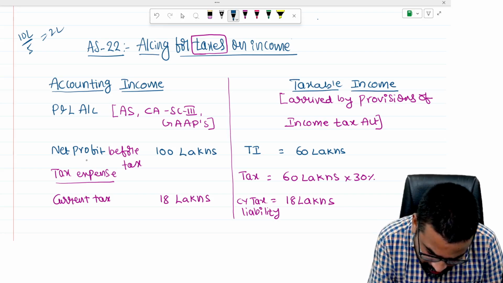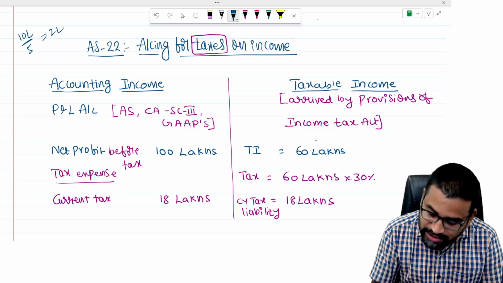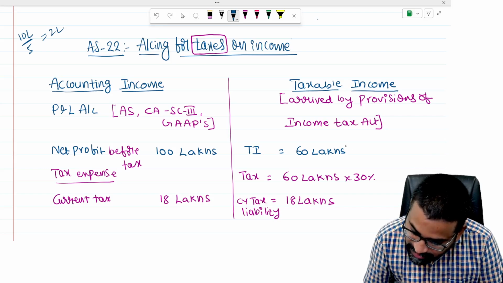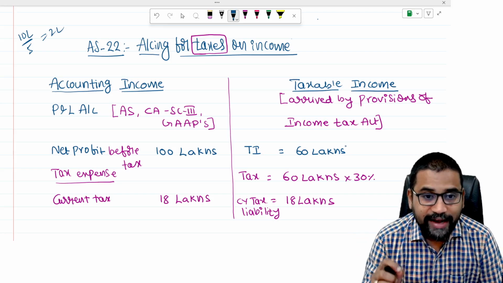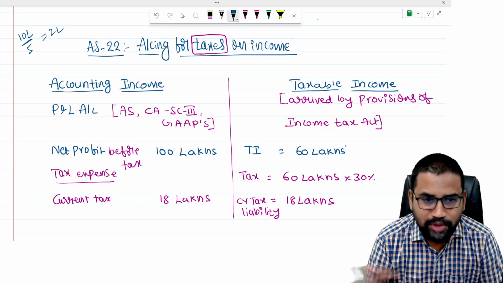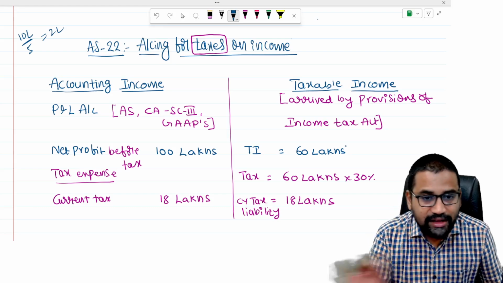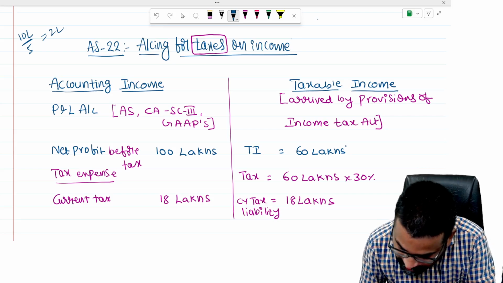See, simple. We got the net profit from P&L account 100 lakhs and taxable income 60 lakhs. We prepared as per the provisions of Income Tax Act and 30% tax liability. So we got tax liability of 18 lakhs. I am not adding health and secondary higher education cess, surcharge. I am not bothered about all those things. Direct flat rate I applied. Okay. For a while, ignore all other things. Okay. Now see, this is my current year tax liability.